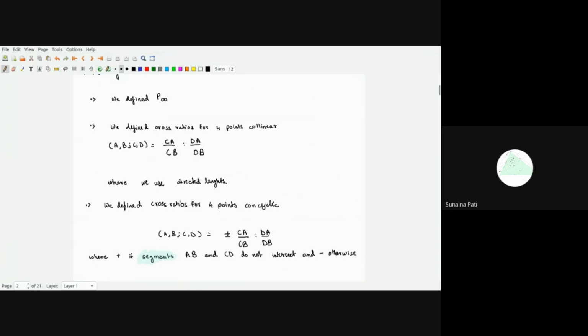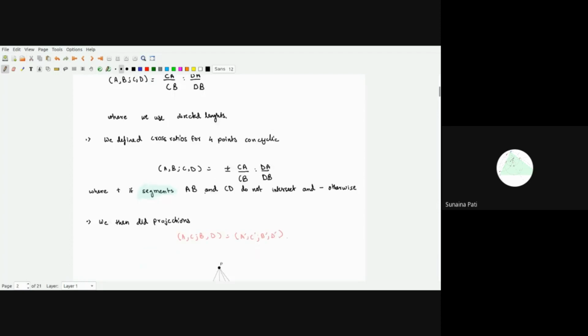Then we defined the cross ratio for 4 concyclic points. ABCD are 4 points on a circle, and the cross ratio of ABCD is defined as CA by CB is to DA by DB, with a plus sign if the segments AB and CD do not intersect, and negative otherwise.